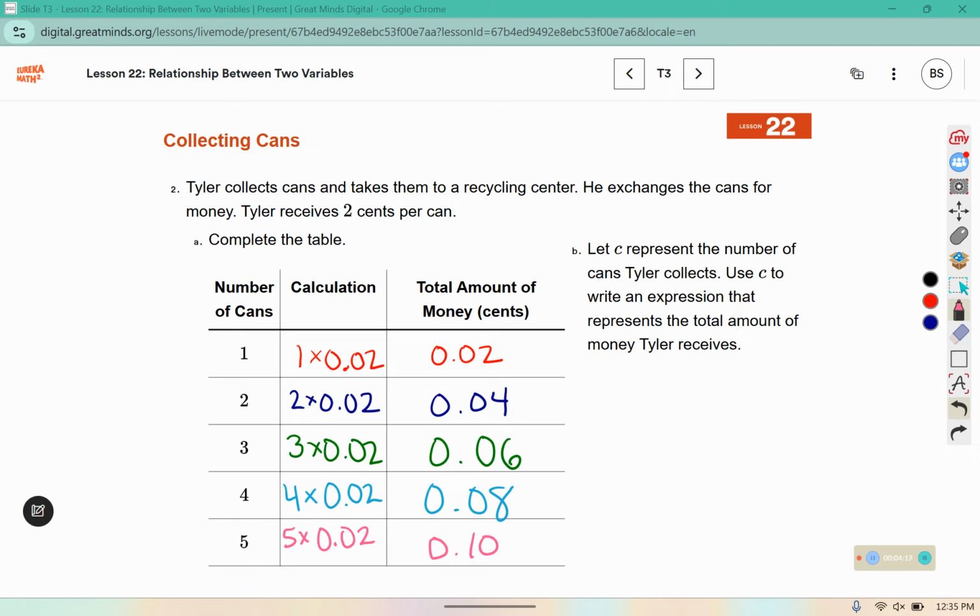Let C represent the number of cans Tyler collects. Use C to write an expression that represents the total amount of money Tyler receives. We are taking the number of cans and multiplying by 0.02. So we can write that as 0.02C, where C represents the cans. This is just an expression, so it does not need an equal sign.